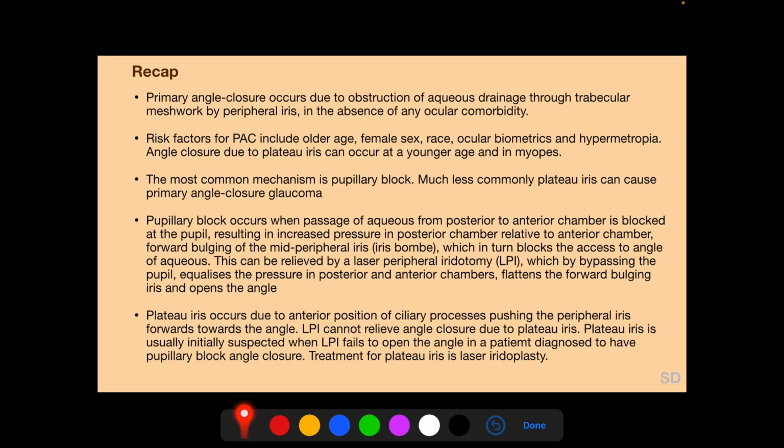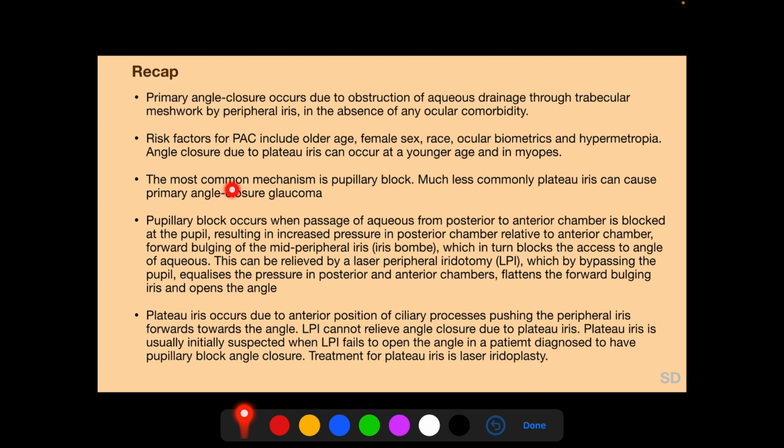To recap the salient points, primary angle closure occurs due to obstruction of aqueous drainage through the trabecular meshwork by the peripheral iris in the absence of any ocular comorbidity. Risk factors for primary angle closure include older age, female sex, race, ocular biometrics, and hypermetropia. Angle closure due to Plateau-iris can actually occur at a younger age and in myopes.